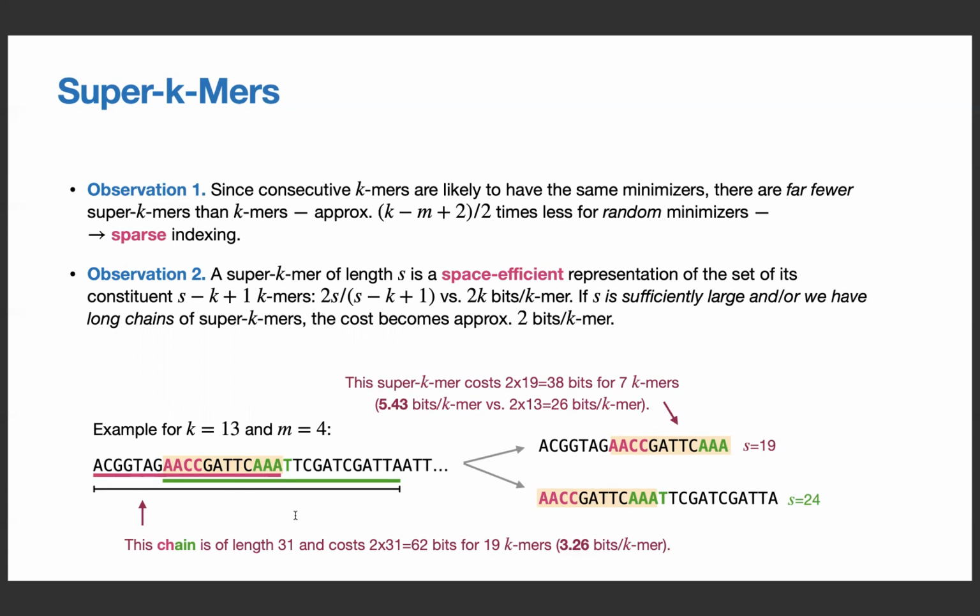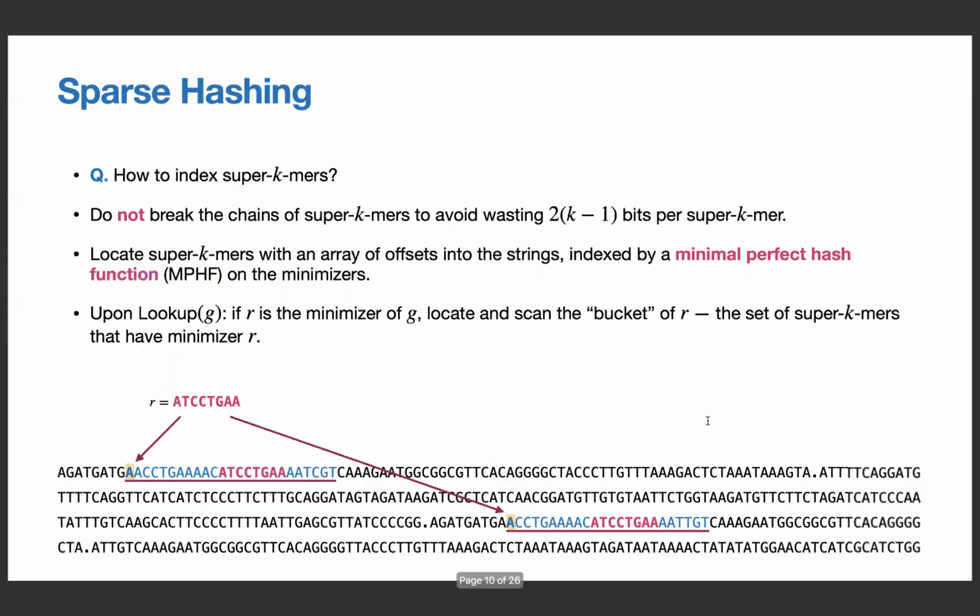Especially if we preserve, as you can see here on the left, the chain between consecutive super k-mers, the space tends to become 2 bits per k-mer, which is optimal, because we avoid representing twice this shared overlap with this yellow background, this shared overlap of k-1 nucleotides. And so in this example for k equal 13, we go from a trivial cost of 26 bits per k-mer to 5.4 by representing the super k-mers, and then to 3.2 more or less by preserving the chains between the super k-mers. So now the question is, right, but how do we index super k-mers?